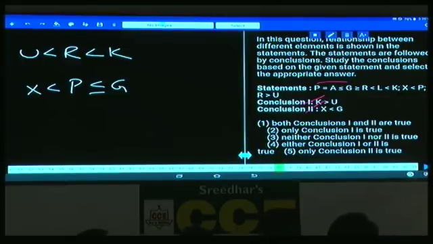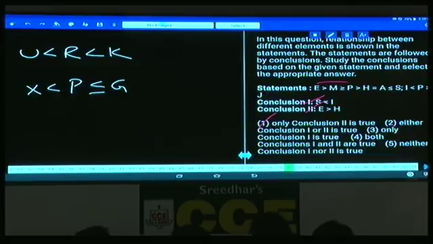Hence, conclusion 1 as well as 2 follows. Both 1 and 2, choice 1. Question number 77, it is choice 1. Then 78.